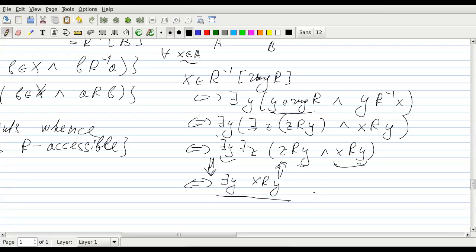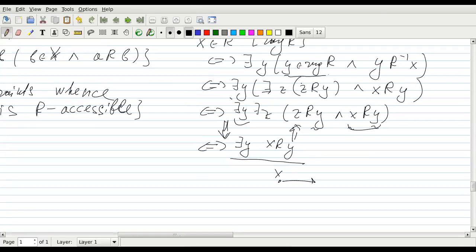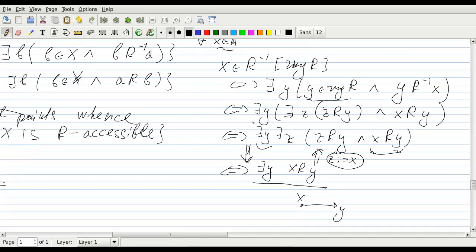Почему? Ну, если я знаю, что из x я могу попасть в какой-то y, почему тогда обязательно существует z, из которого я могу попасть в y? Что можно взять в качестве z? Да x, конечно. Вот, поэтому и в другую сторону очевидно. Значит, эти условия эквивалентны. А это, в свою очередь, означает, что x как раз и лежит в нашем домене, если из него можно куда-то проехать по R. Значит, домен равен прообразу рейнджа. Еще вопросы?